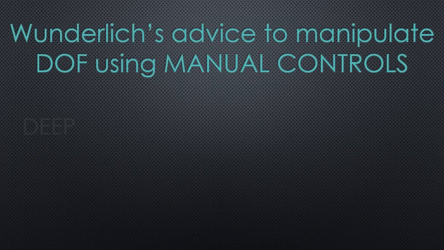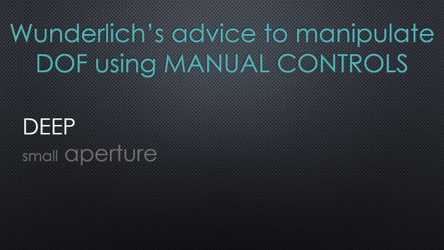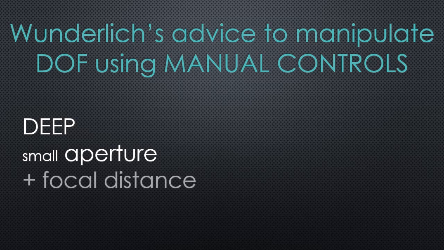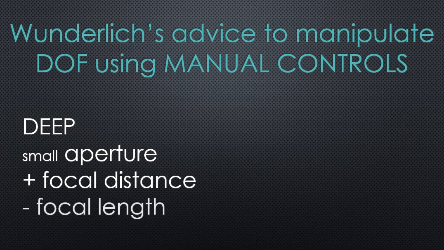If you're using a camera with manual controls and you want to obtain a deep depth of field, you should do three things. Use a small aperture, move further from the subject, and shorten the focal length. On the other hand, if you want a shallow DOF, just do the opposite.